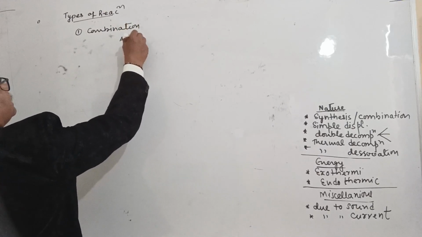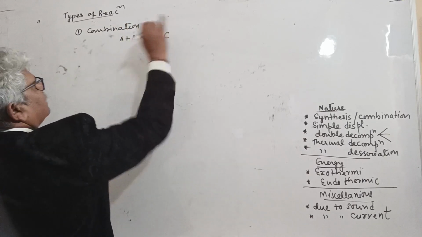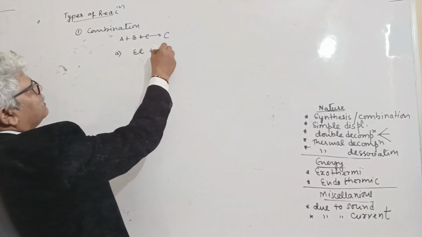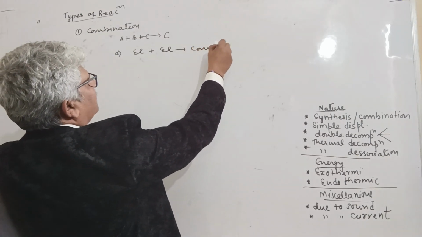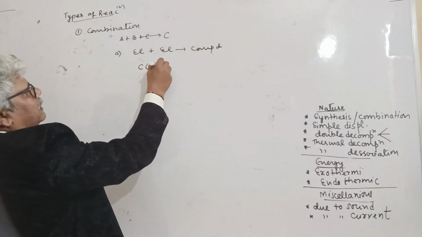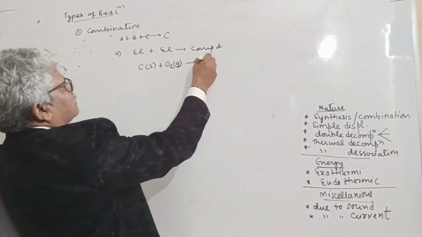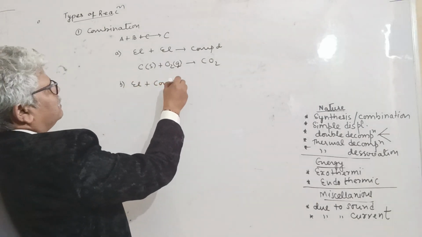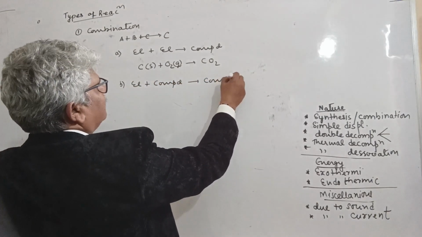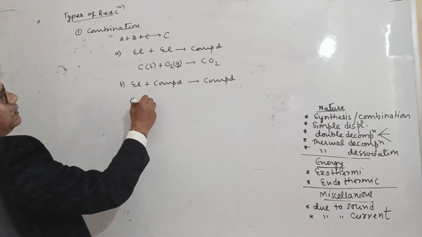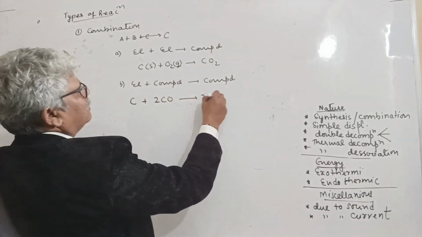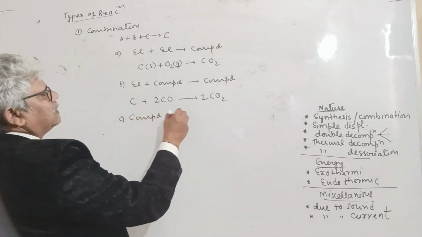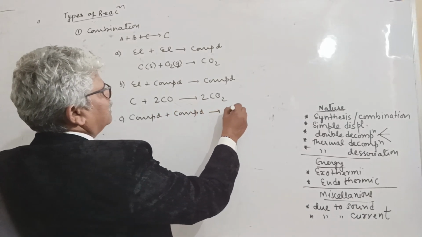One substance reacts with a second substance to give one substance. It can be of 3 types. Element with element gives compound: carbon, solid, with oxygen, gas, giving carbon dioxide. Second can be element with compound giving one compound: carbon with carbon monoxide giving carbon dioxide. It can be compound with compound giving one compound.